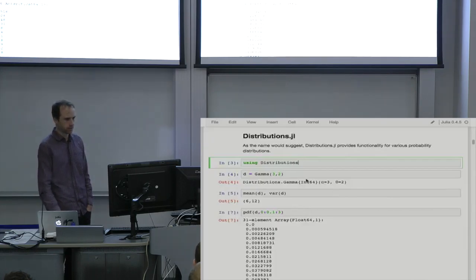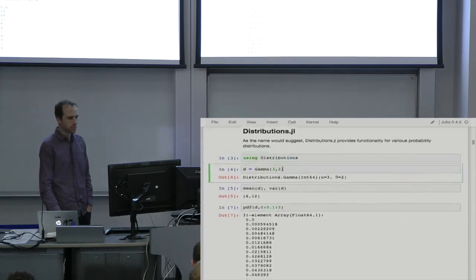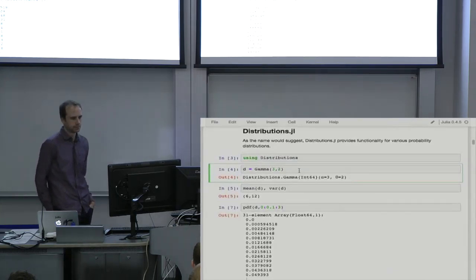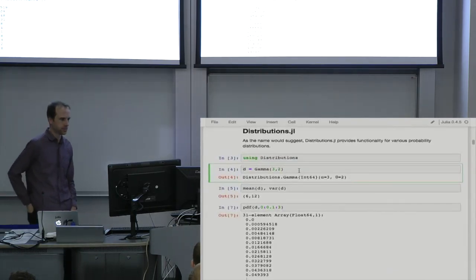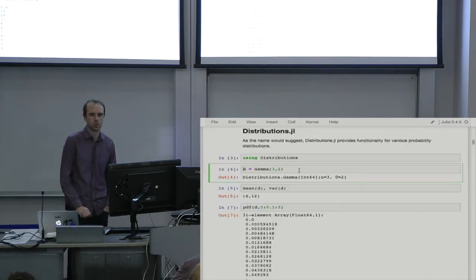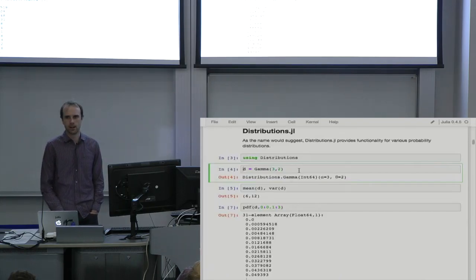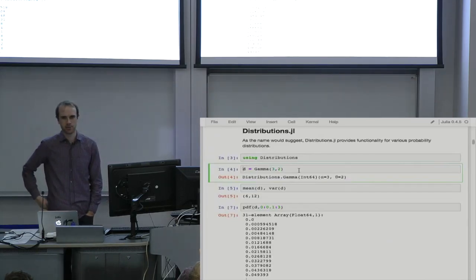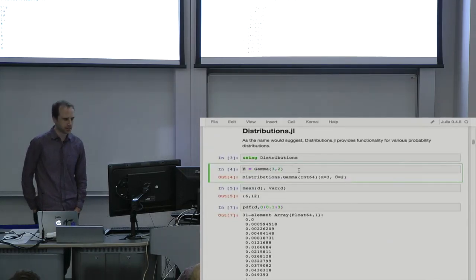So again, load it using distributions. A distribution is an object. So d equals, and this one is just creating a gamma distribution. Why it's nice: I don't know if you've ever used R, but you basically have a bunch of functions like rgamma, dgamma, pgamma. So you have to remember what the difference between qgamma and pgamma and dgamma is. I always kept forgetting.